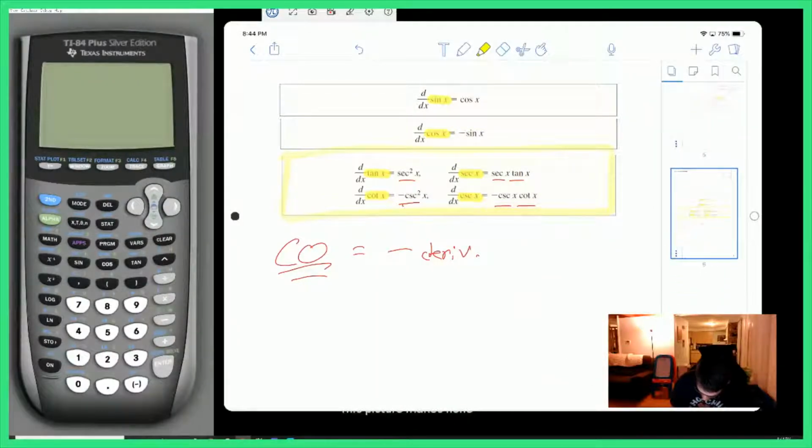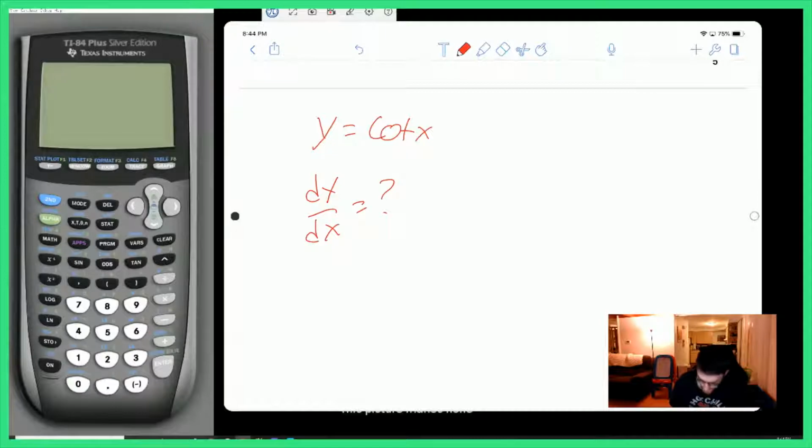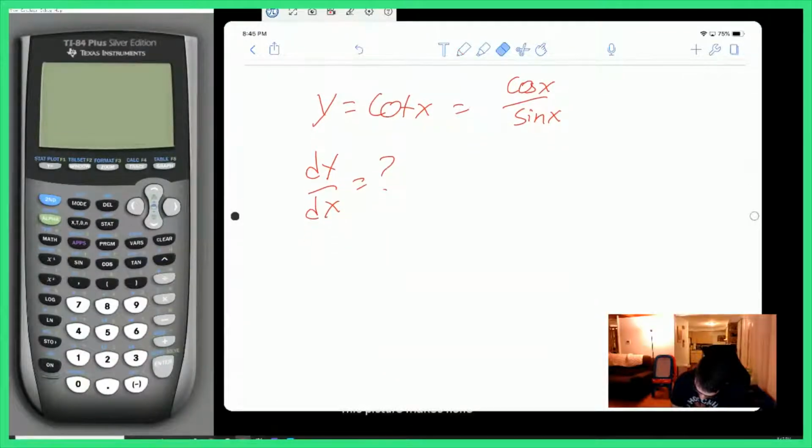I believe I did tangent in the video, and we did secant in class. So let's do cotangent. If y is cotangent, let's find dy/dx. We know cotangent, of course, is cosine x over sine x. So then we have to do the quotient rule to find the derivative. So we'll erase the question mark and start deriving it. It's low d high, high d low. So it's the bottom, sine x, times the derivative of cosine. The derivative of cosine is a negative sine x.